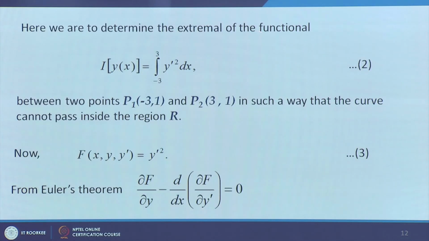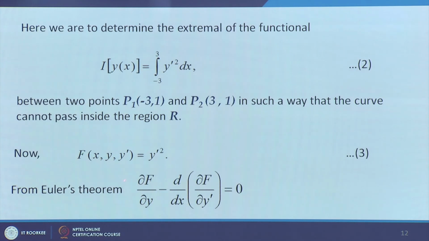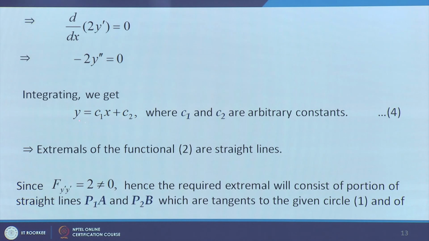So, we are to determine the extremal of this functional, that is we have to find the path between the points minus 3, 1 and 3, 1 in such a way that the curve cannot pass inside the region R, and this is to be extremized. Now, f is equal to y dash square here. So, from Euler's theorem, fy minus d over dx fy dash is equal to 0, and this gives you d over dx of 2y dash equal to 0, because f is independent of y. So, delta f by delta y is equal to 0, delta f by delta y dash is 2y dash. So, this gives us 2y double dash is equal to 0, and 2y double dash is equal to 0 gives y equal to c1 x plus c2, where c1 and c2 are arbitrary constants.